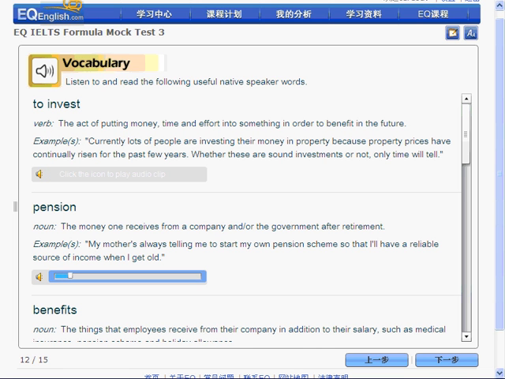Pension. Noun. The money one receives from a company and or the government after retirement. My mother's always telling me to start my own pension scheme so that I'll have a reliable source of income when I get old.